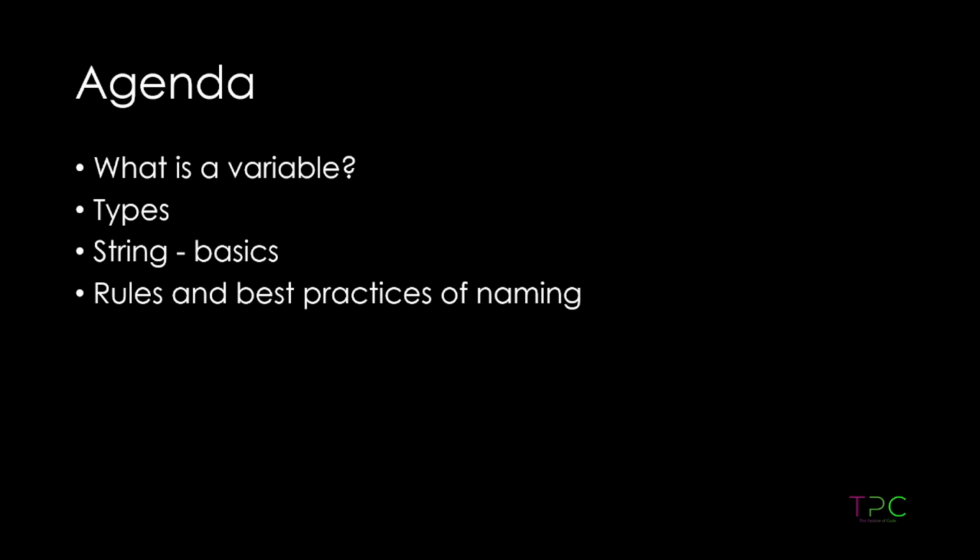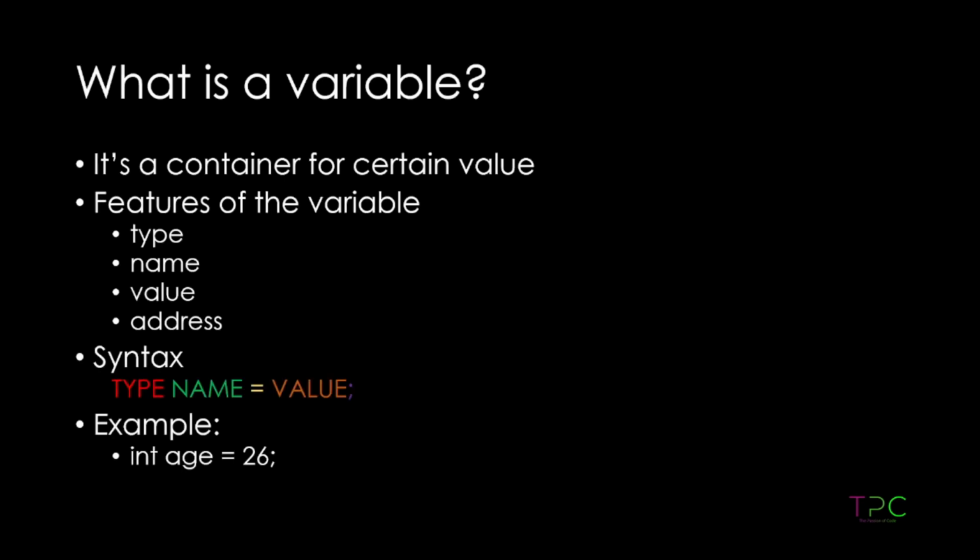So let's go now to the first topic and figure out what a variable is. Okay, so what is a variable? The simplest definition in the world: the variable is a container for a certain value. So you've got the box, and inside you put the value, and this is your variable. In Java, each variable has 4 features. First of all, it's a type, the name, value, and address. And about those features, we are going to talk in detail later.